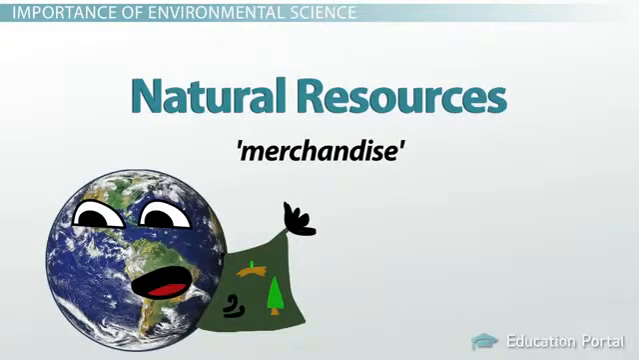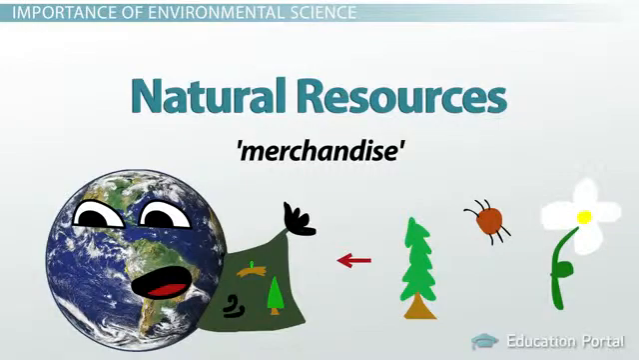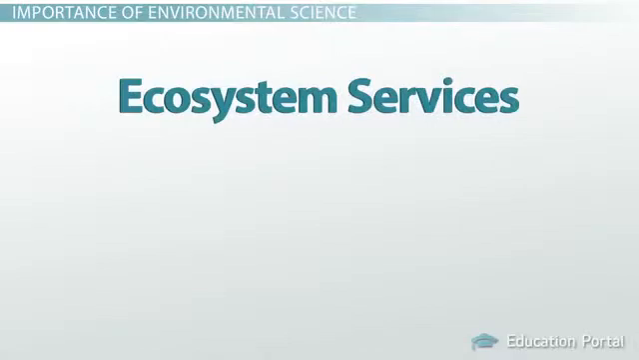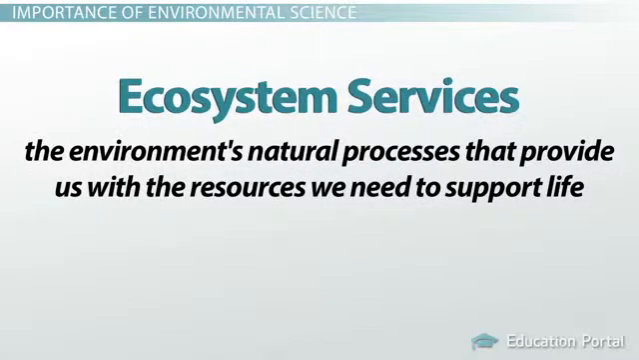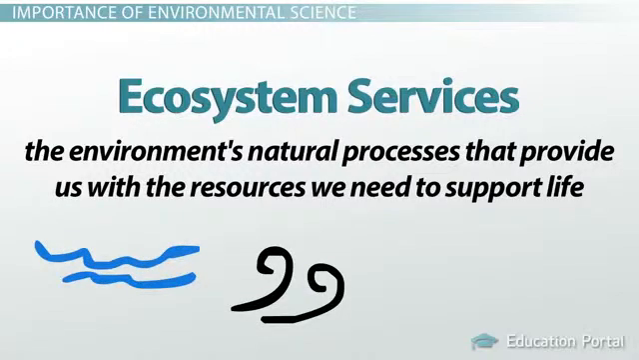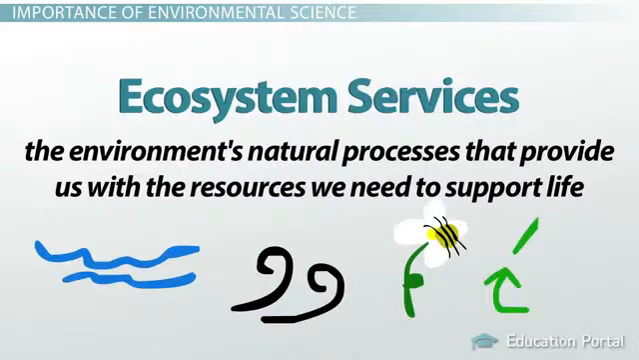Natural resources have been referred to as the merchandise produced by the environment. And in this respect, ecosystem services are the facilities that we rely on to help produce the merchandise. Ecosystem services are the environment's natural processes that provide us with the resources we need to support life. Common ecosystem services include water and air purification, nutrient cycling, climate regulation, pollinating of plants, and the recycling of waste. Just like some natural resources, ecosystem services are also limited and can be used up if not regulated.